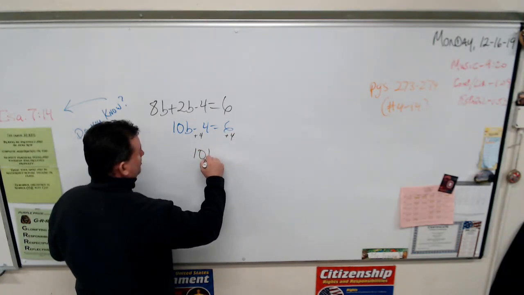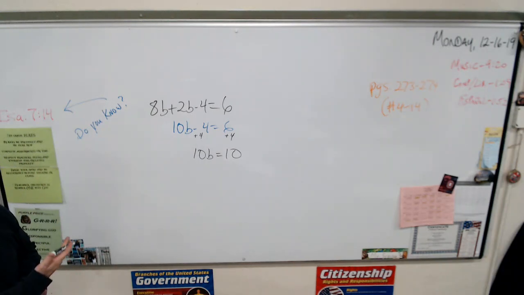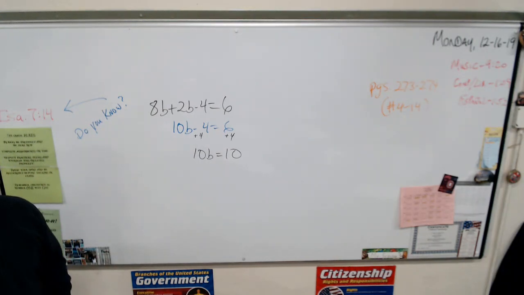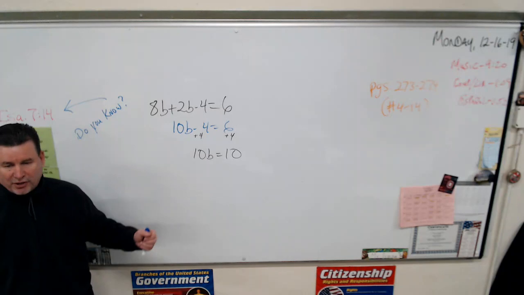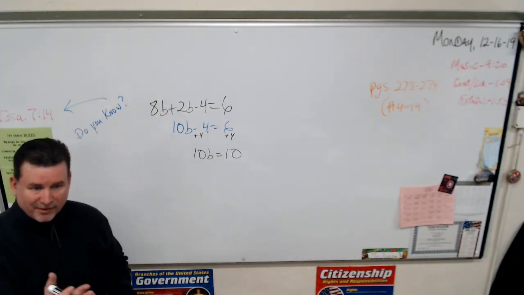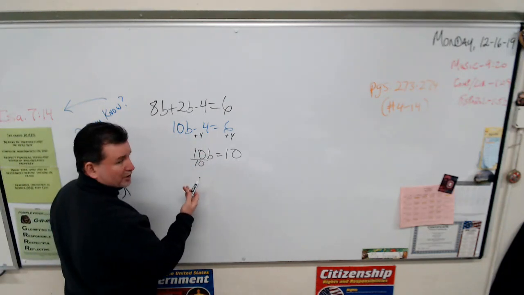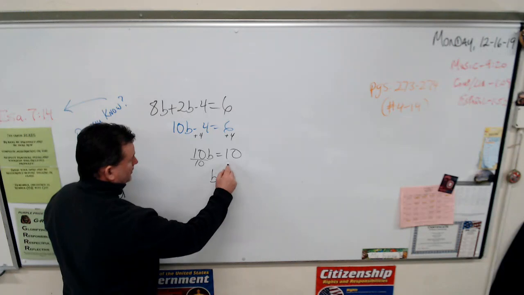So I've got 10b equals 10. Now what? How do I get rid of the 10? No. When they're written next to each other, that means they're multiplied together. What's the opposite of multiplication? Division. So look what happens if I divide by 10. What's 10 over 10? 1b.